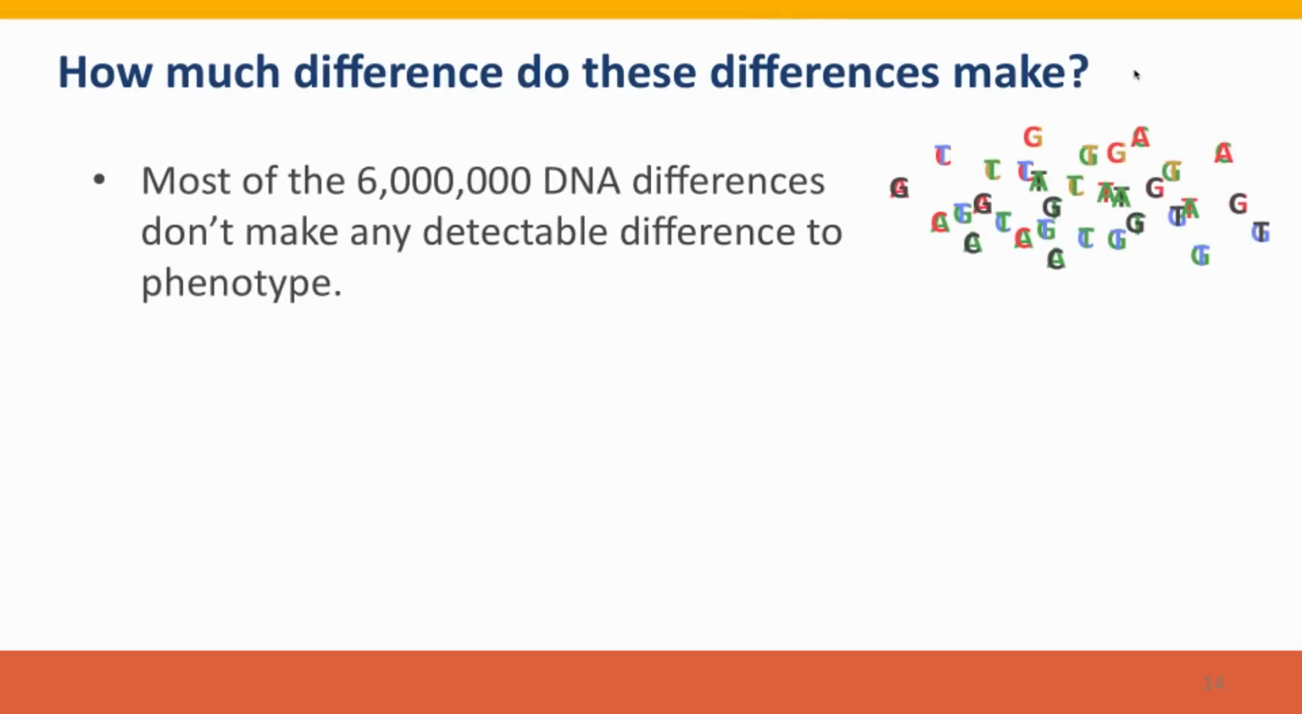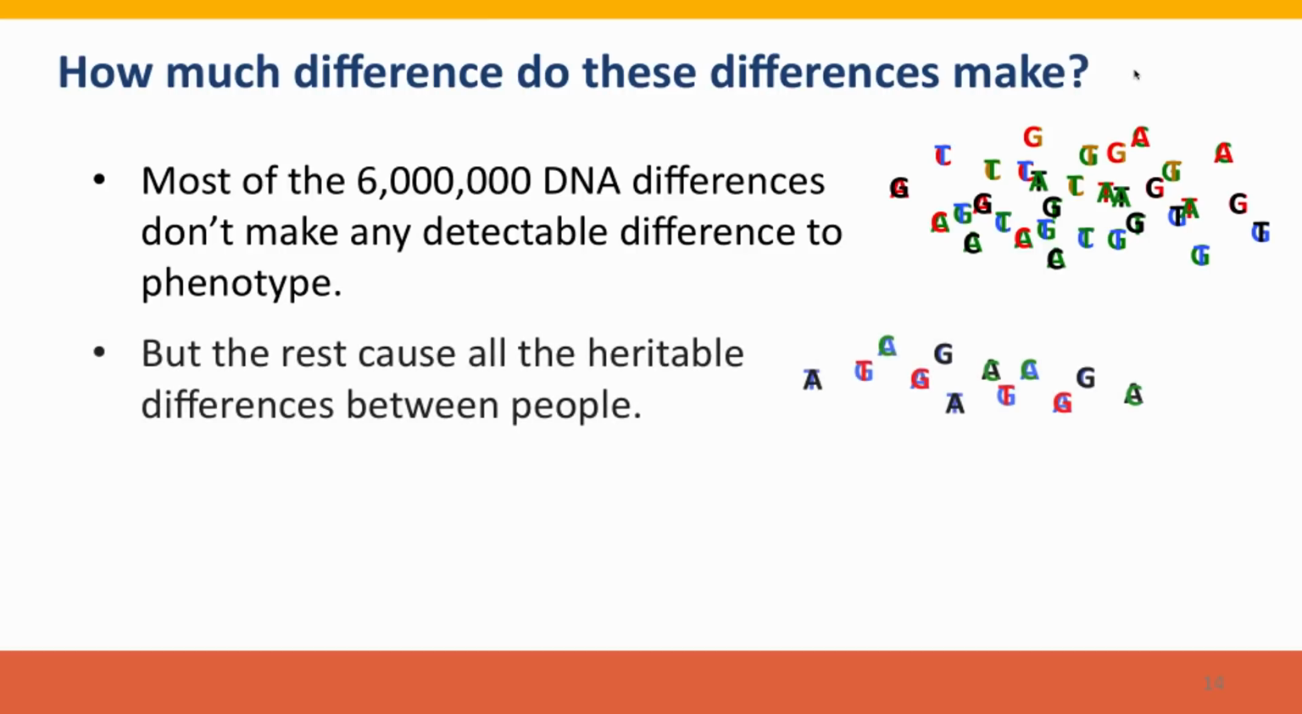And the answer is, well, most of these differences don't make any detectable difference to phenotype. And that's because most of these differences are in parts of the genome that are really not important for determining our phenotypic properties at all. We'll talk about this a lot more in a later lecture. But the rest of the differences cause all of the heritable differences between people.